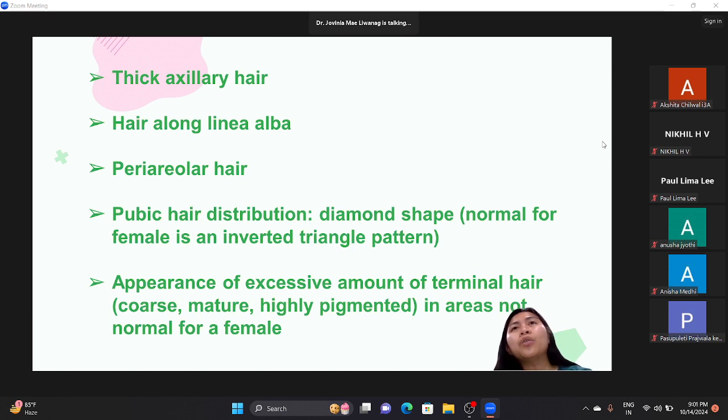Periareolar hair: usually males have hair on their areola, but not typically females. That's hirsutism. Even pubic hair distribution: normally, the female has an inverted triangle pattern, but they have a distribution just like in males, which is diamond shape. There's an excessive amount of terminal hair. What's terminal hair? It is coarse, mature, and highly pigmented hair in areas not normal for a female.